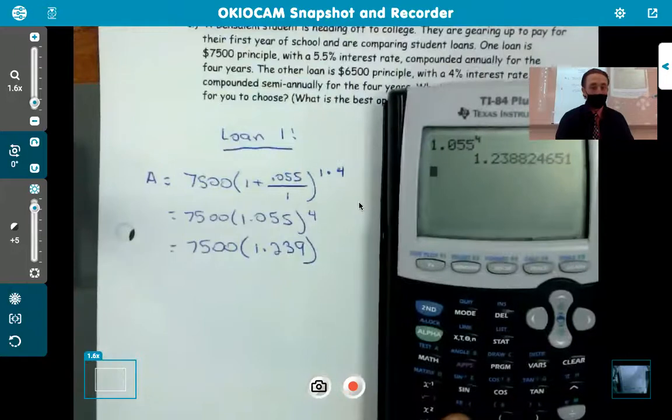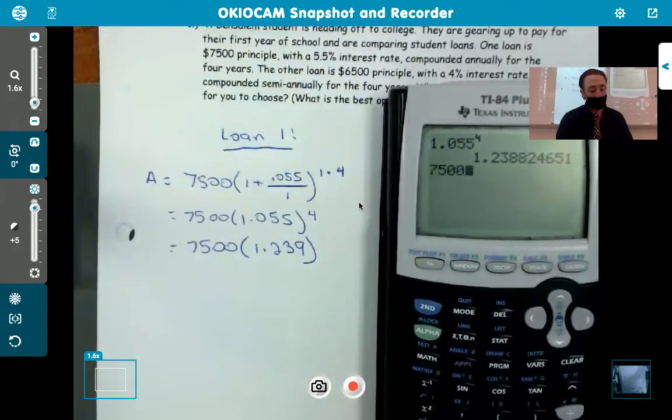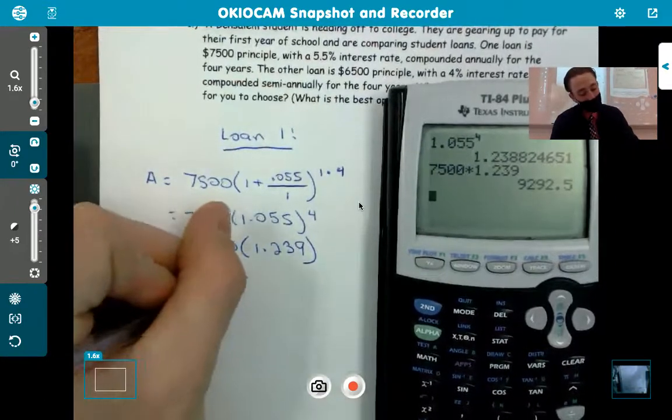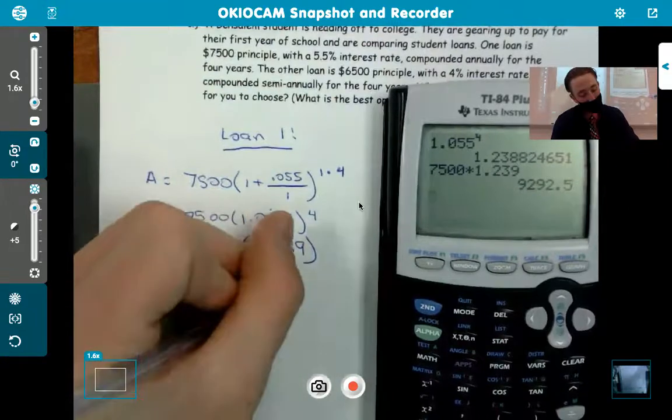And then I'm just going to multiply those numbers together. So I'll do 7,500 times 1.239. And I get $9,292.50.